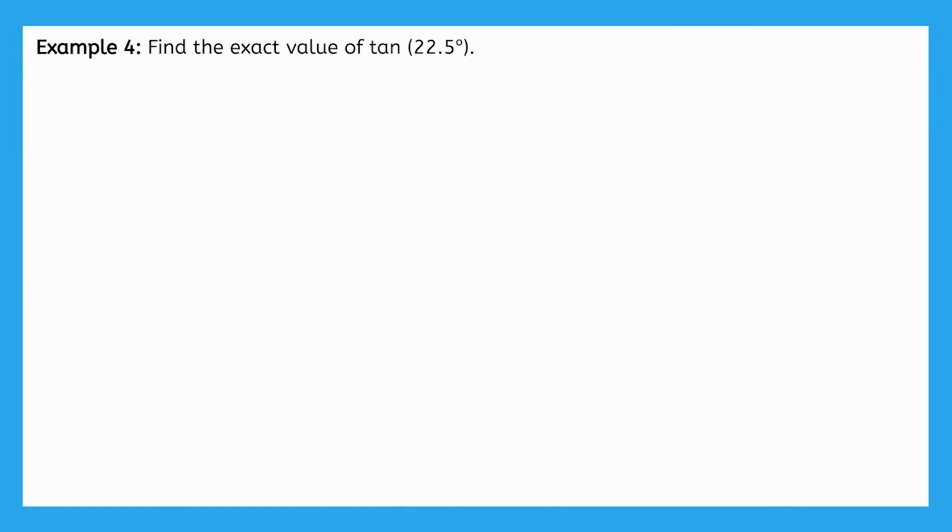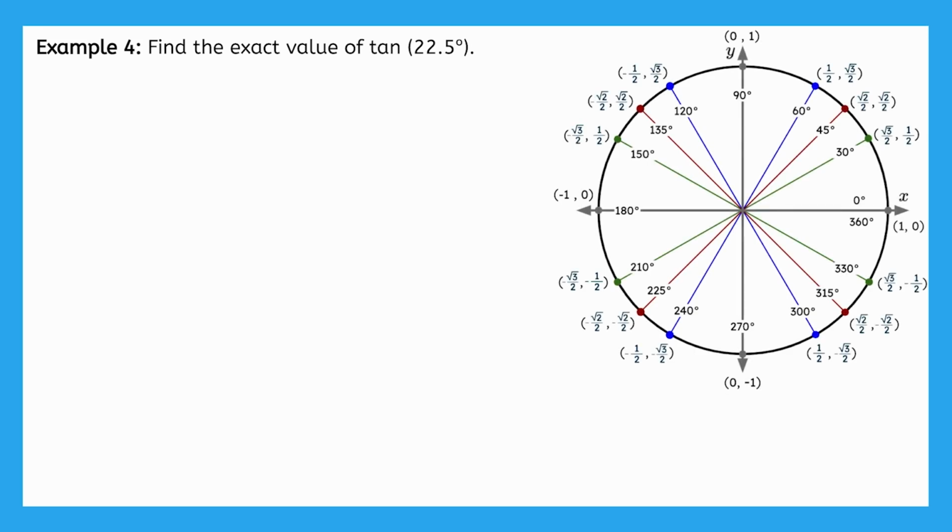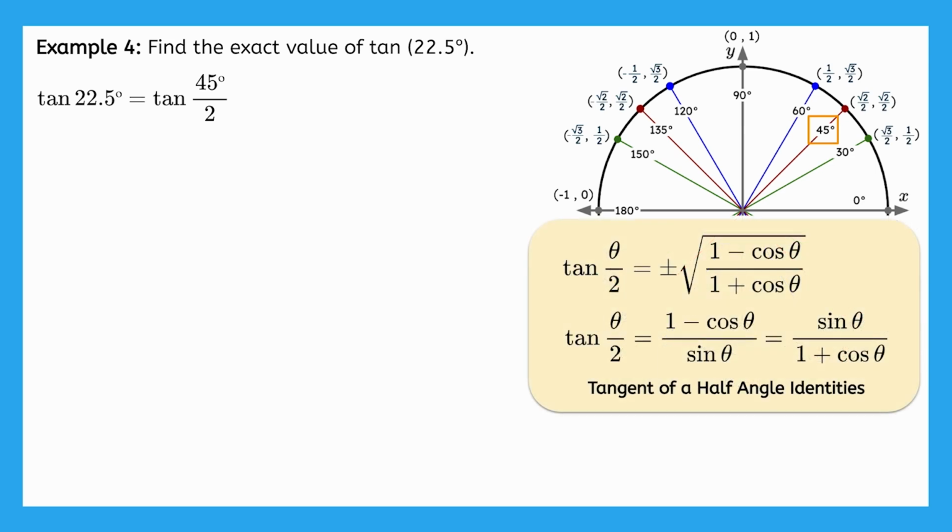Let's find the exact value of tangent of 22.5 degrees. Looking at our unit circle, we definitely don't have 22.5 degrees as a special angle. However, our new half-angle identities allow us to find trigonometric values of angles that are half of known special angles. Is 22.5 the half of one of our special angles? Yes. 22.5 is half of 45, so we want to evaluate the tangent of 45 degrees over 2, which we can do using any of our tangent of a half angle identities. I'll choose the second version since it's one of the simplest ones.